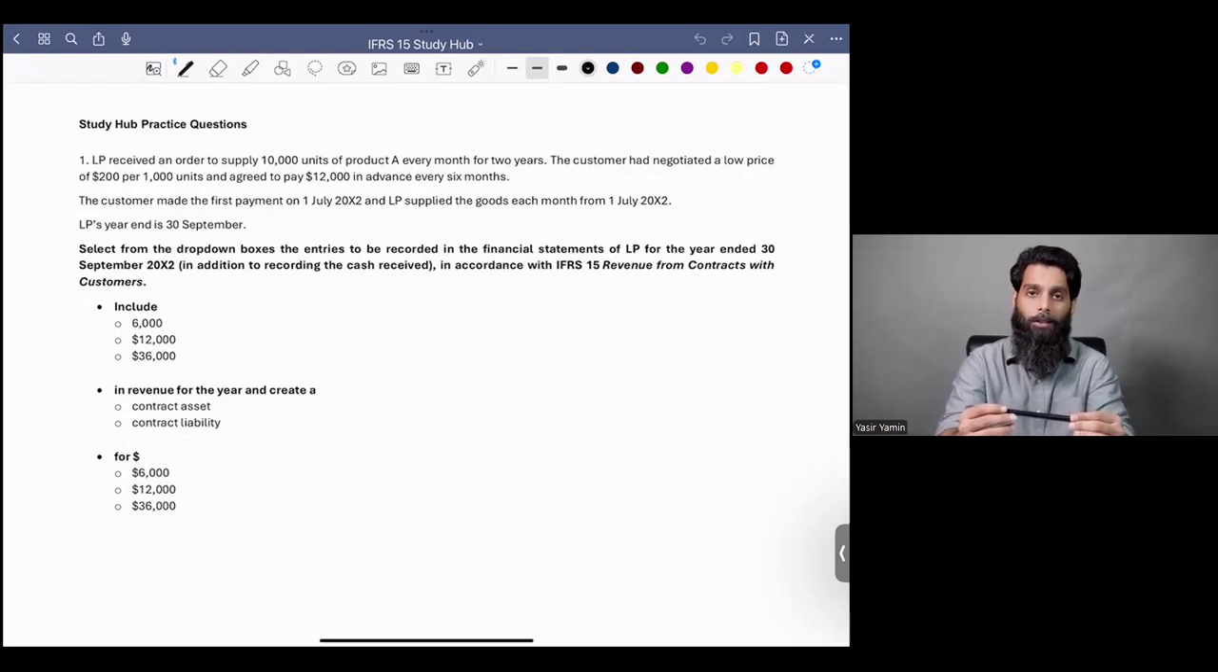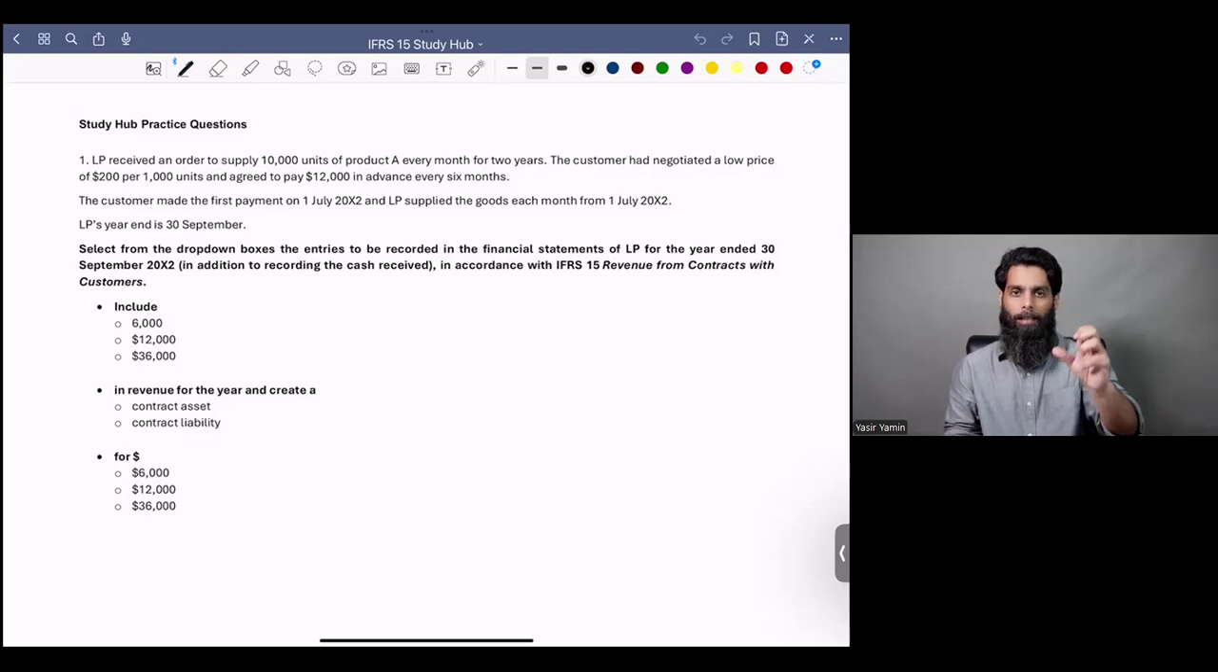Guys, in today's session we'll be discussing IFRS 15. IFRS 15 is about revenue from contract with customers. Now, before even beginning to do some practice questions, let us have a very brief recap of what we discussed in IFRS 15. So IFRS 15 was all about revenue from contract with customers, and it provides guidance on how to recognize revenue. I mean, what process should be followed in order to recognize revenue?